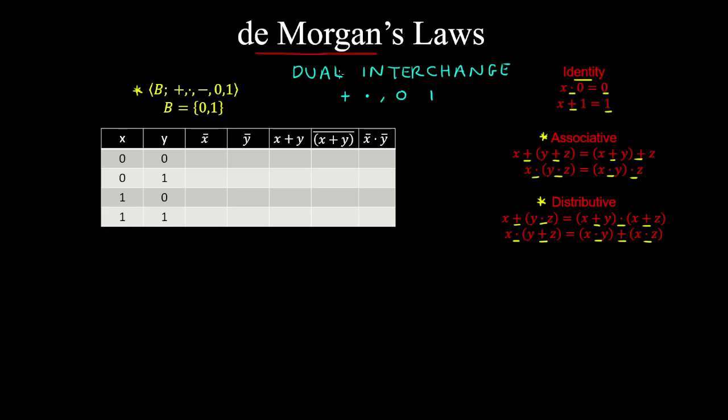Now De Morgan's laws state that not (X or Y) is equivalent to not X and not Y. So this is De Morgan's first law, which has a dual being not (X and Y) is equal to not X or not Y. So we can see the interchange between the OR and AND operations.